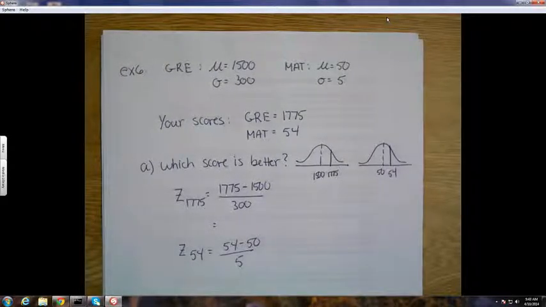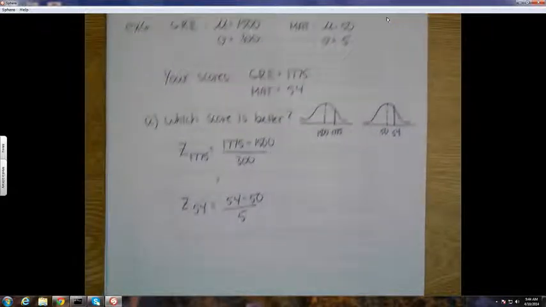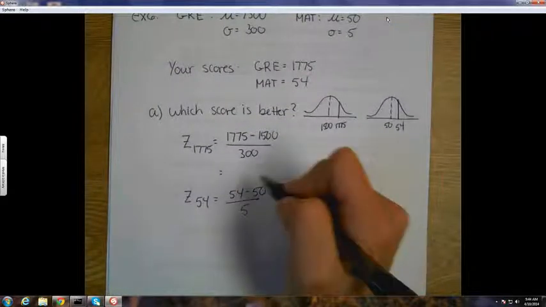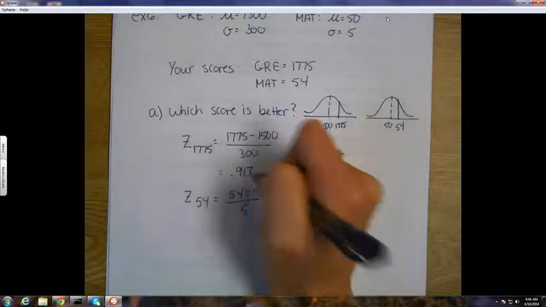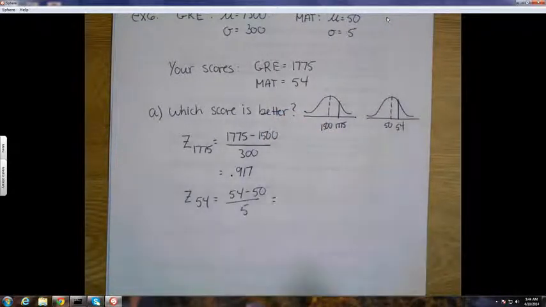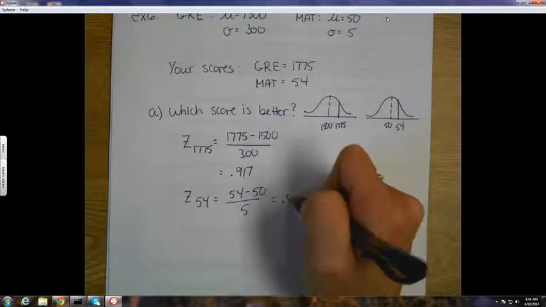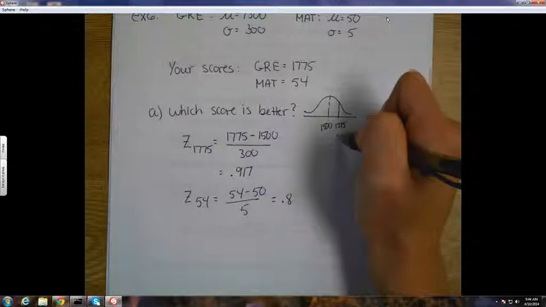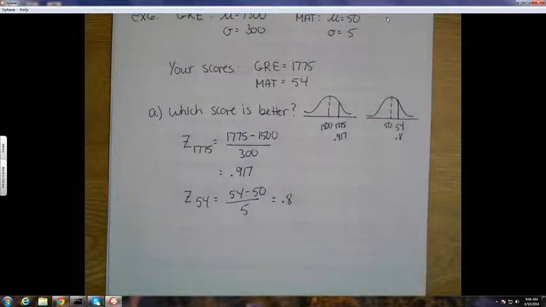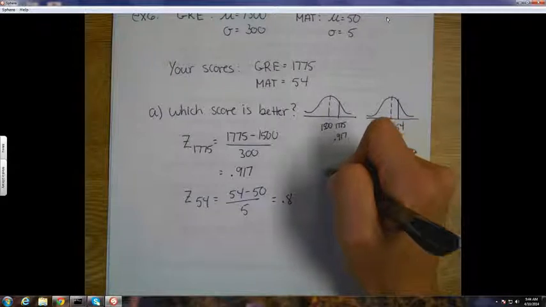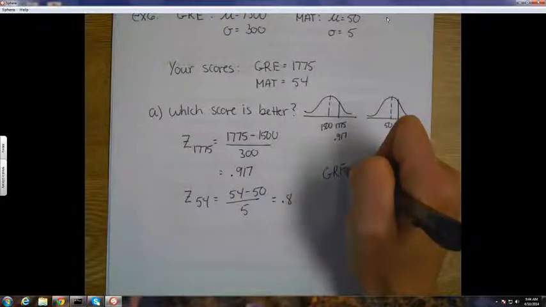What was the GRE z-score? Was it 0.17? No, 0.917. And the 54 z-score? 0.8. Well, this one's 0.917 z-score, this one's 0.8 z-score. So was Sam's logic correct? Yeah. Absolutely. He didn't even guess. He knew exactly what he was doing there. So, the GRE was the better z-score.